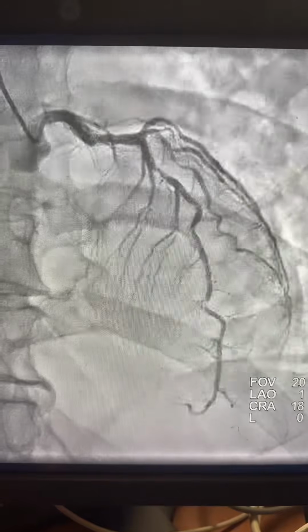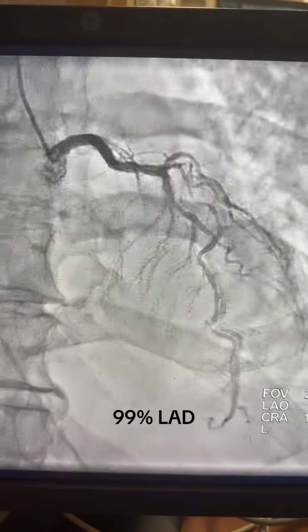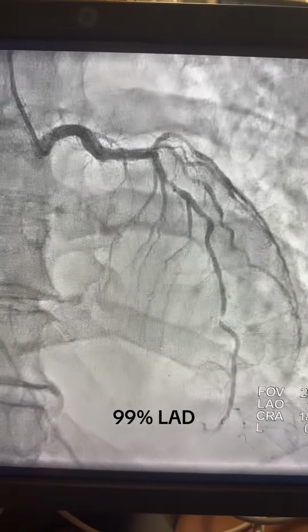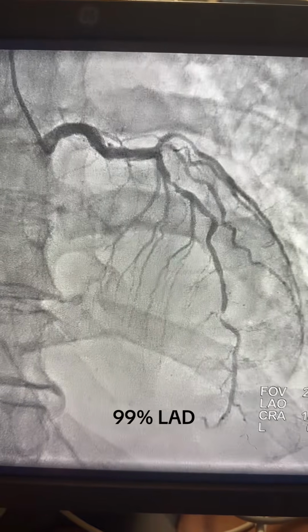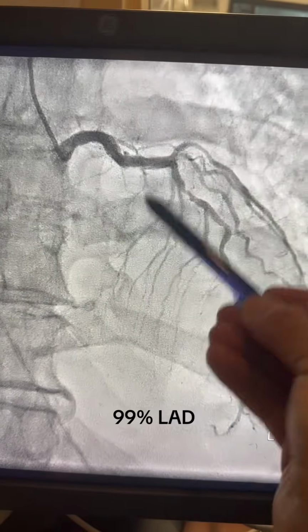And here is a different view in the cranial view. You see the LAD has a couple of lesions in the mid segment and the distal. Of course, the circ is completely occluded. Here we start intervention as usual with an XB 3.5.